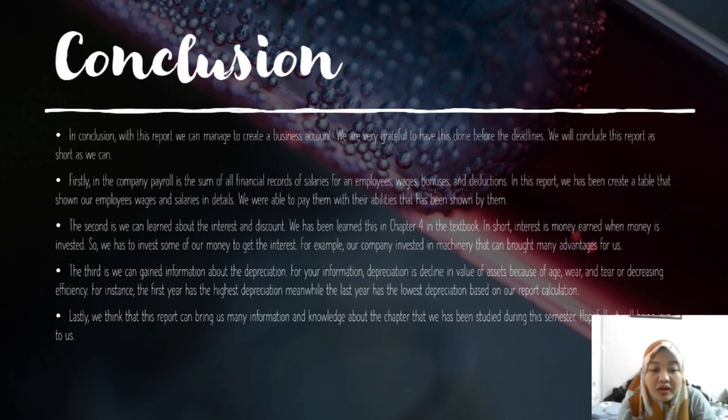The third is that we can gain information about depreciation. For information, depreciation is the decline in value of assets because of age, wear and tear, or decreasing efficiency. For instance, the first year has the highest depreciation, meanwhile the last year has the lowest depreciation based on our report calculation. Lastly, we think that this report can bring us much information and knowledge about the chapters that we have studied during this semester.